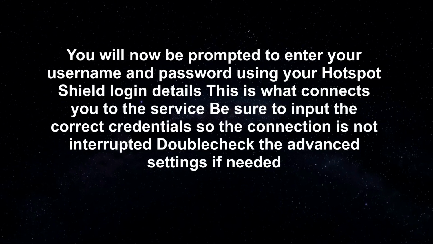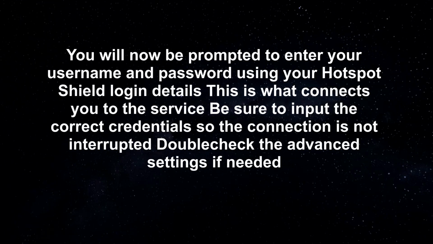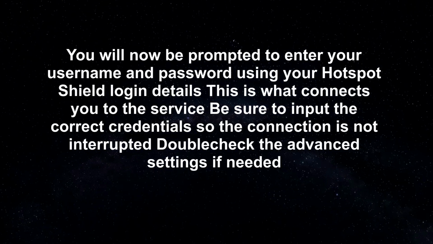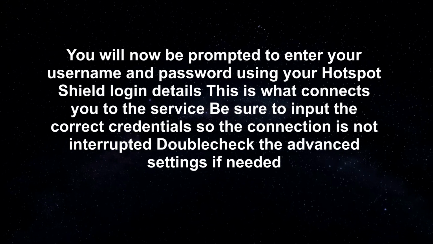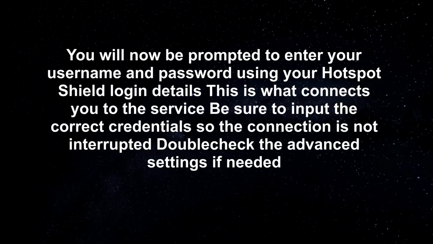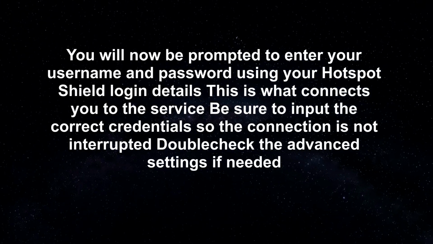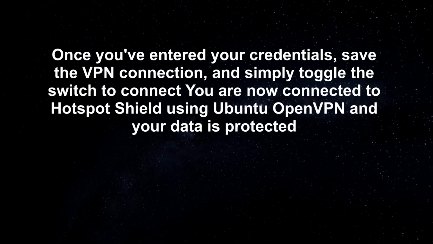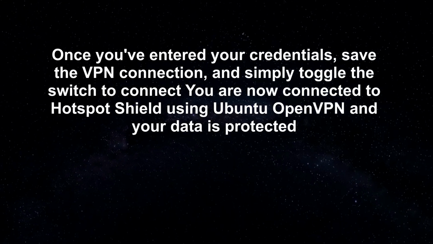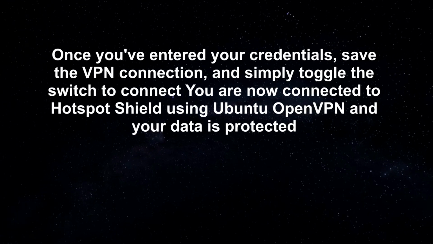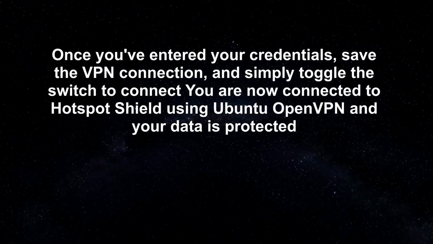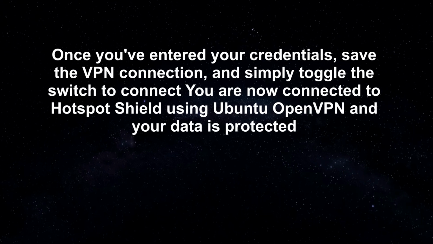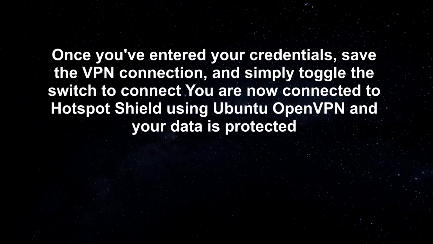You will now be prompted to enter your username and password using your Hotspot Shield login details. This is what connects you to the service. Be sure to input the correct credentials so the connection is not interrupted. Double-check the advanced settings if needed. Once you've entered your credentials, save the VPN connection and simply toggle the switch to connect. You are now connected to Hotspot Shield using Ubuntu OpenVPN. Your data is protected.